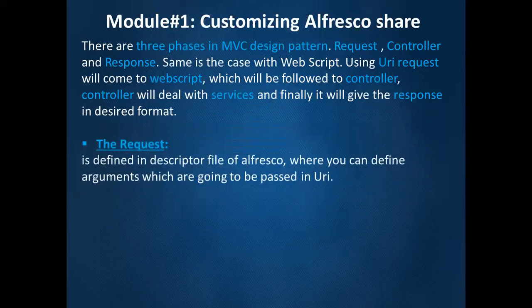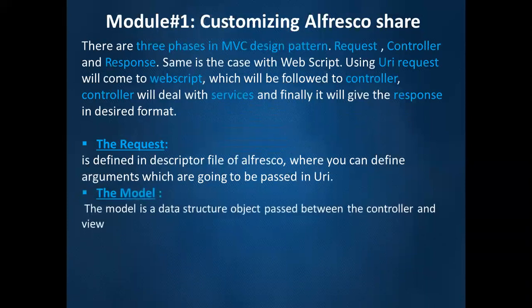Now let's move to see what the request is. A request is defined in the descriptor file of Alfresco, where you can define arguments which are going to be passed in the URI. So a request is defined in a descriptor file, which means we need to create a descriptor file. So we understood what a request is.